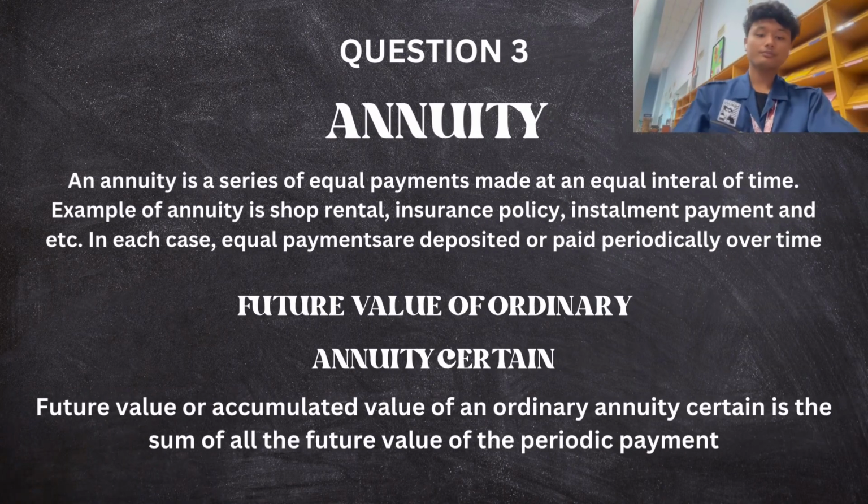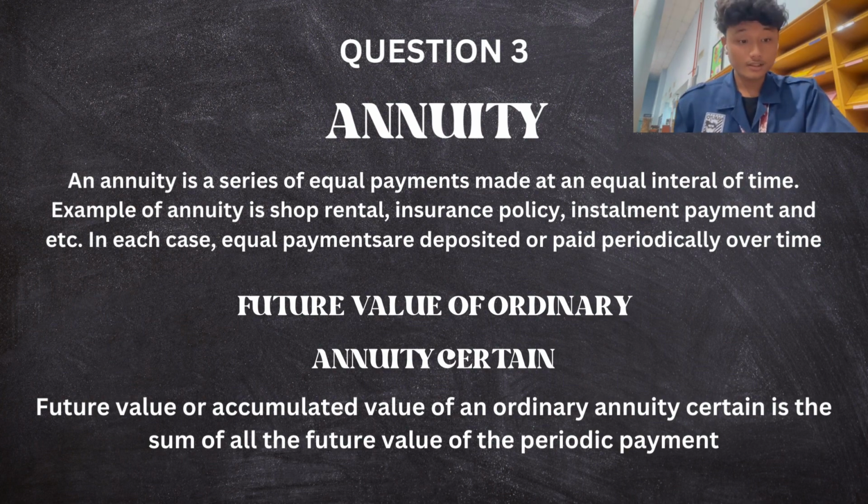That's all. An annuity is a series of equal payments made at equal intervals of time. Examples of annuities are shop rental, insurance policy, installment payment, and so on. In each case, equal payments are deposited or paid periodically over time.